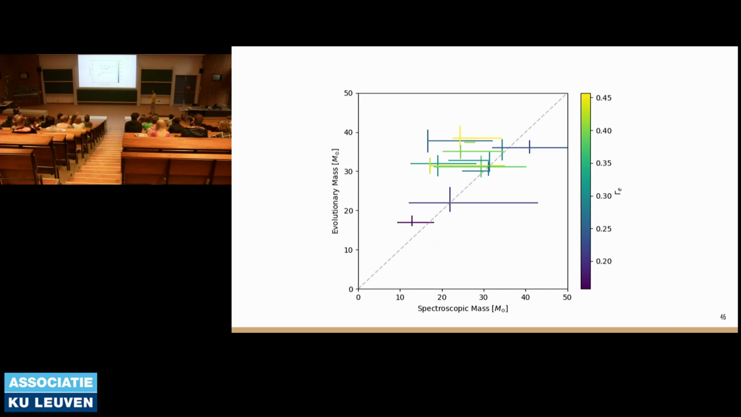What you can see is that within the errors, we're usually on this one-to-one line, but the errors are huge. So spectroscopic mass and, I think, evolutionary mass equally are kind of difficult to take at face value. They give you some idea of where you're at, but they really don't. I wouldn't trust either of them, to be honest. The way you get mass out, in this range at least, is probably binaries, and that's about it.